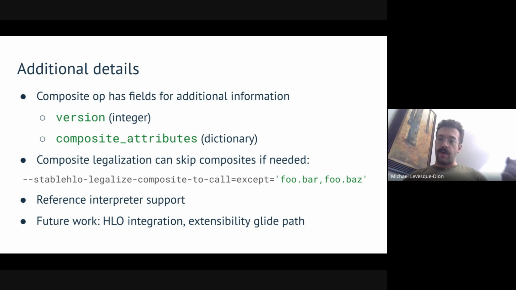Of course, this is a new op that we added to StableHLO, so there's reference interpreter support for it. And as future work, I already mentioned the extensibility glide path, where we want to have a path for popular composites to become actual ops in CHLO or StableHLO. But there's also some work to do in terms of HLO integration. Currently, in XLA, in HLO, there's not a representation for composites, but that's something that we're working on.